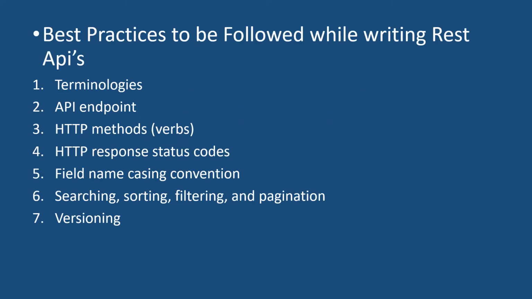The next question is about best practices to be followed while writing REST APIs. Terminologies: API endpoint, HTTP methods, HTTP response status codes, field name conventions, searching, sorting, filtering and pagination, and versioning. These are the important points to be followed while writing REST APIs.